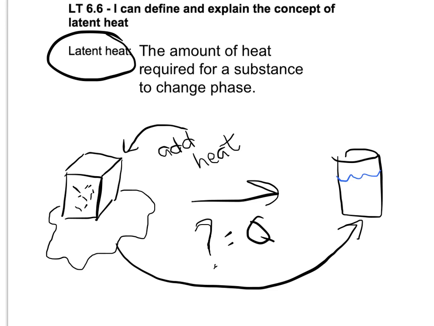Alright? Why do you need to add heat to change phase? Because if we go back and think about those bonds that are inside a solid, we have to break those bonds in order to get it to become a liquid. And that is why you need to add heat. And it doesn't change the temperature of the ice, it just changes the phase of the ice into liquid.